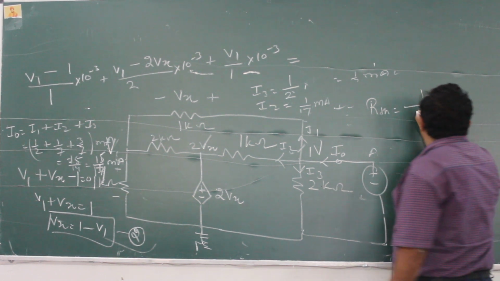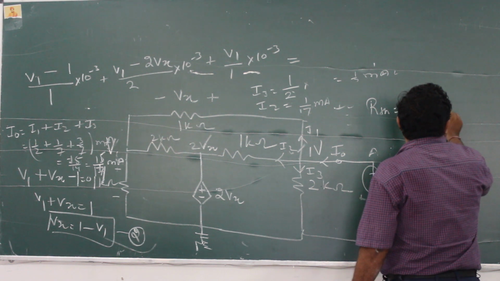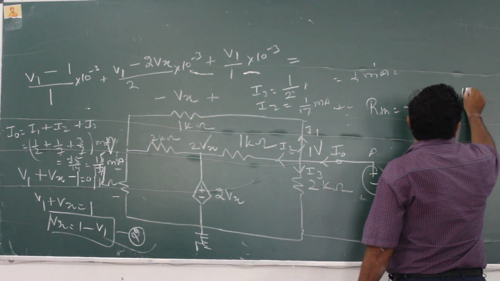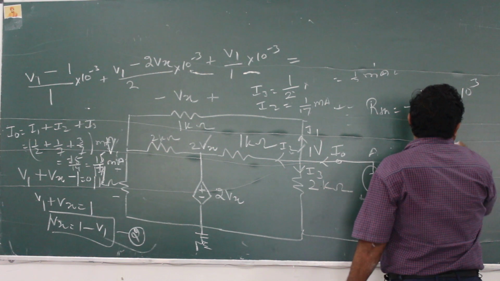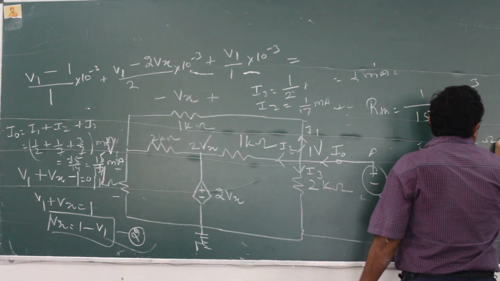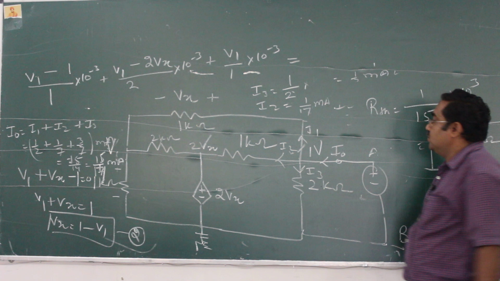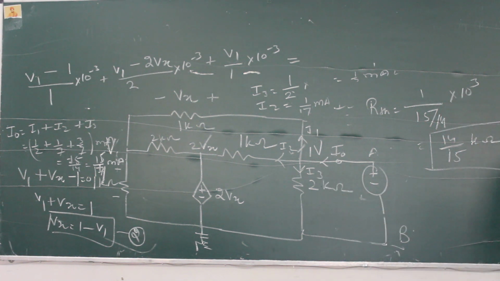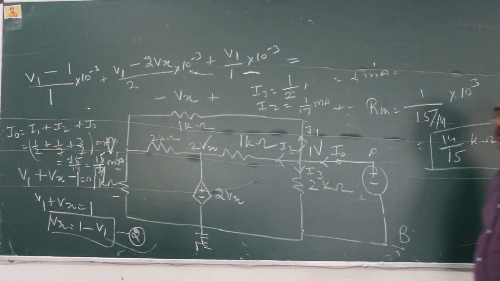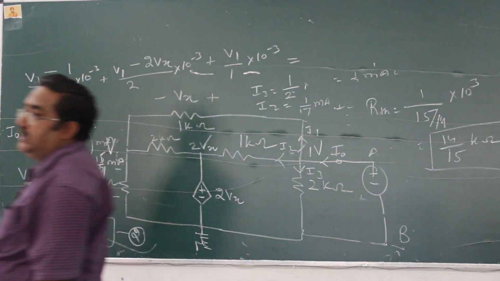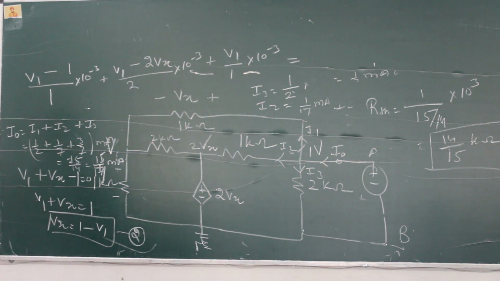So RTH will become 1 upon 15 by 14 milliampere, which with 10 raised to power 3 on the upper side gives 14 by 15 kilo ohm, the Thevenin resistance of the given circuit, which contains only dependent sources. Any problem so far? Okay. Now next we take a problem which contains both independent as well as dependent sources.